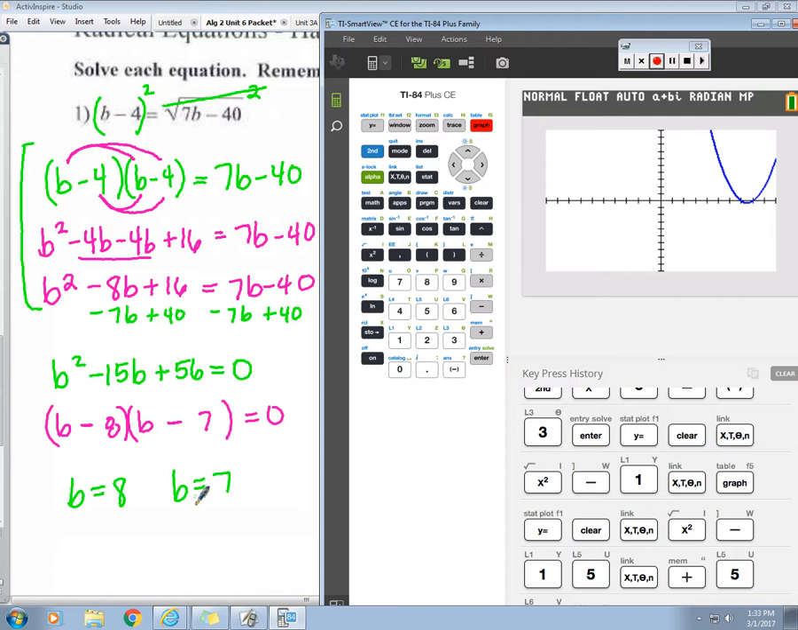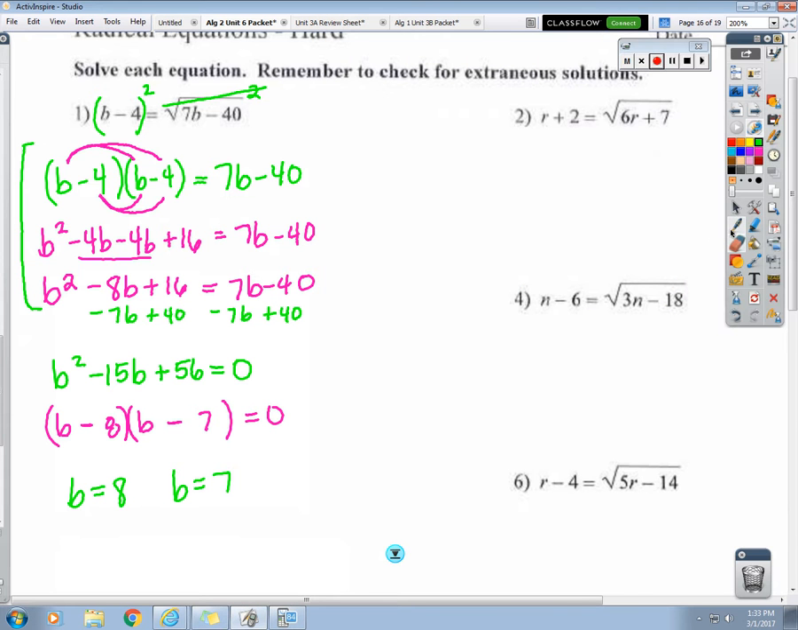So technically, you could skip the factoring step every time if you're not good at factoring, and just graph this and find the two x-intercepts, and those are your solutions. Now, you still have to check them to make sure that you're not dealing with an extraneous. So go ahead and finish copying, and then we'll check them.